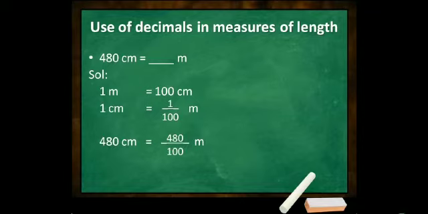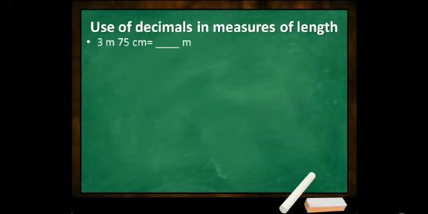Now we have got the problem, 480 centimeters. So 480 you have to divide by 100. Now when you divide it, you will get 4.80, or you can even count the number of zeros in the denominator. So there are 2 zeros. So from the back of 480, that is 0 and 8, after that you will put the point. So you will get 4.80 meters.